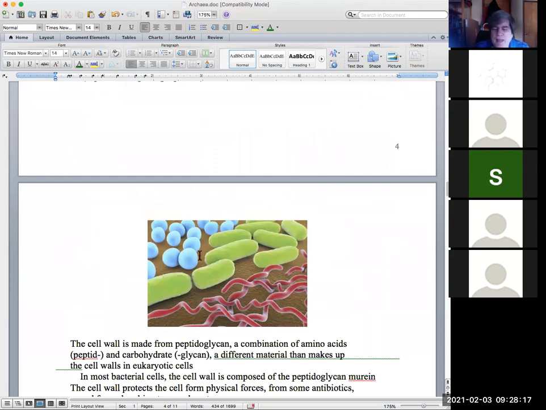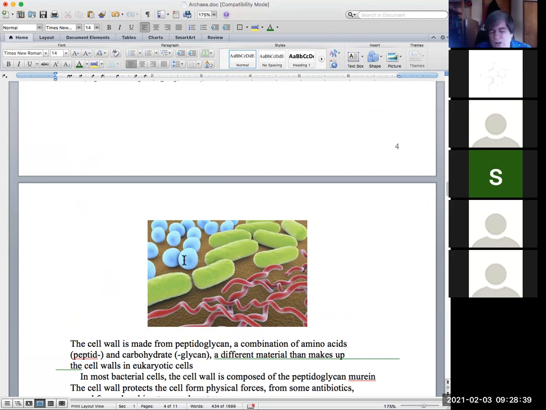Now, I said that the cell wall helps to give the bacteria cell its shape. And when we look at bacteria cells, there are three basic shapes. Some people say that there's four. Two of the shapes everybody agrees on. One shape sometimes gets subdivided. So there are cells that are called coccus cells.